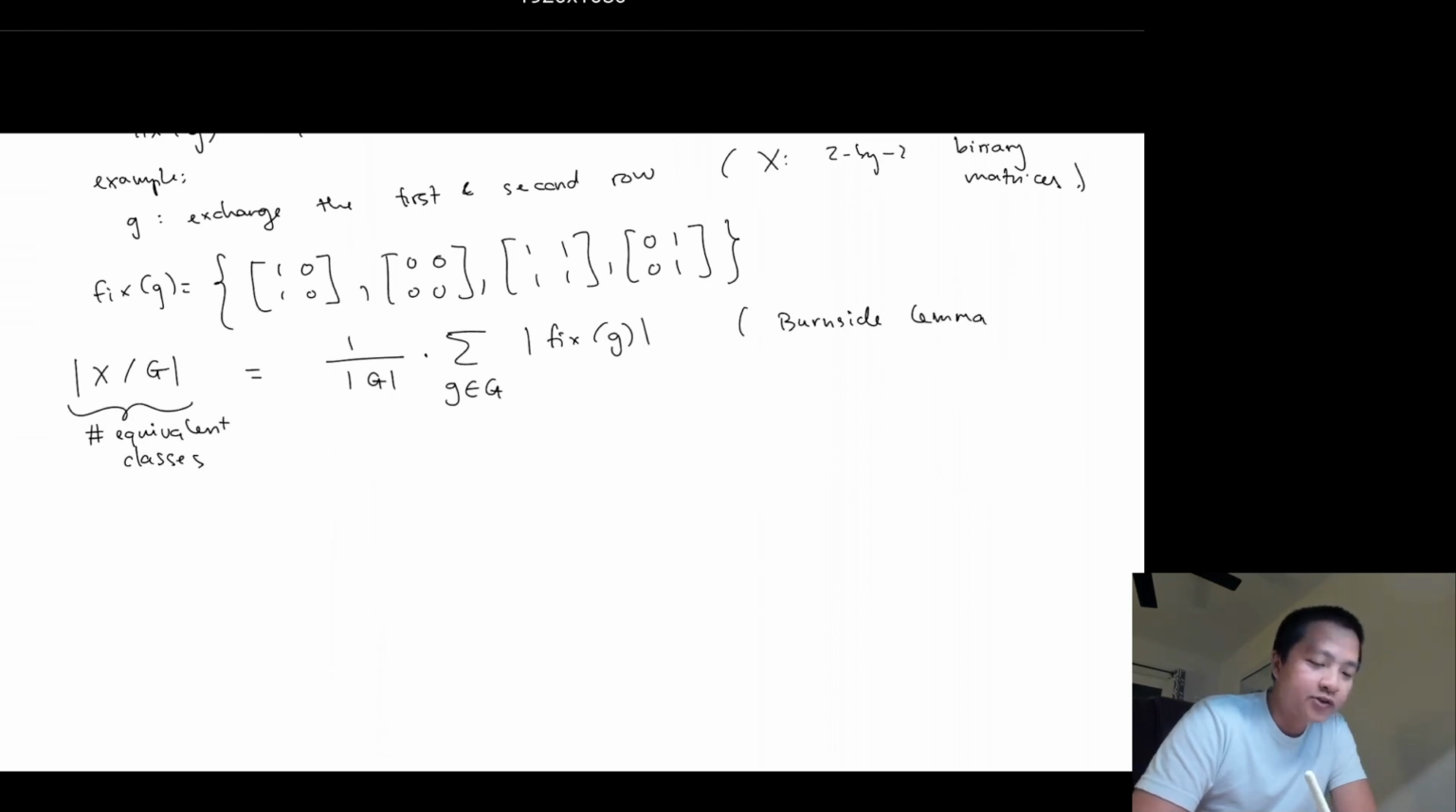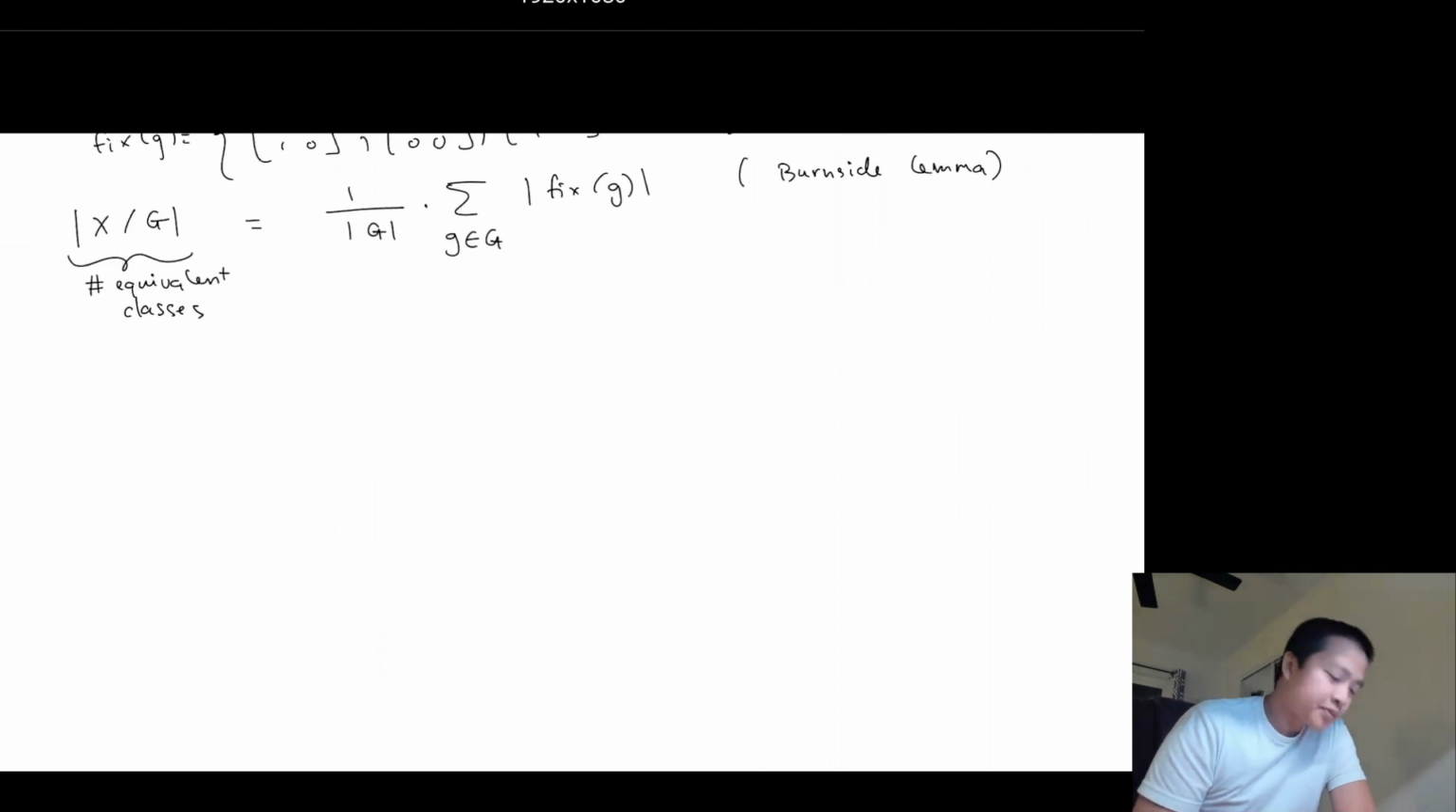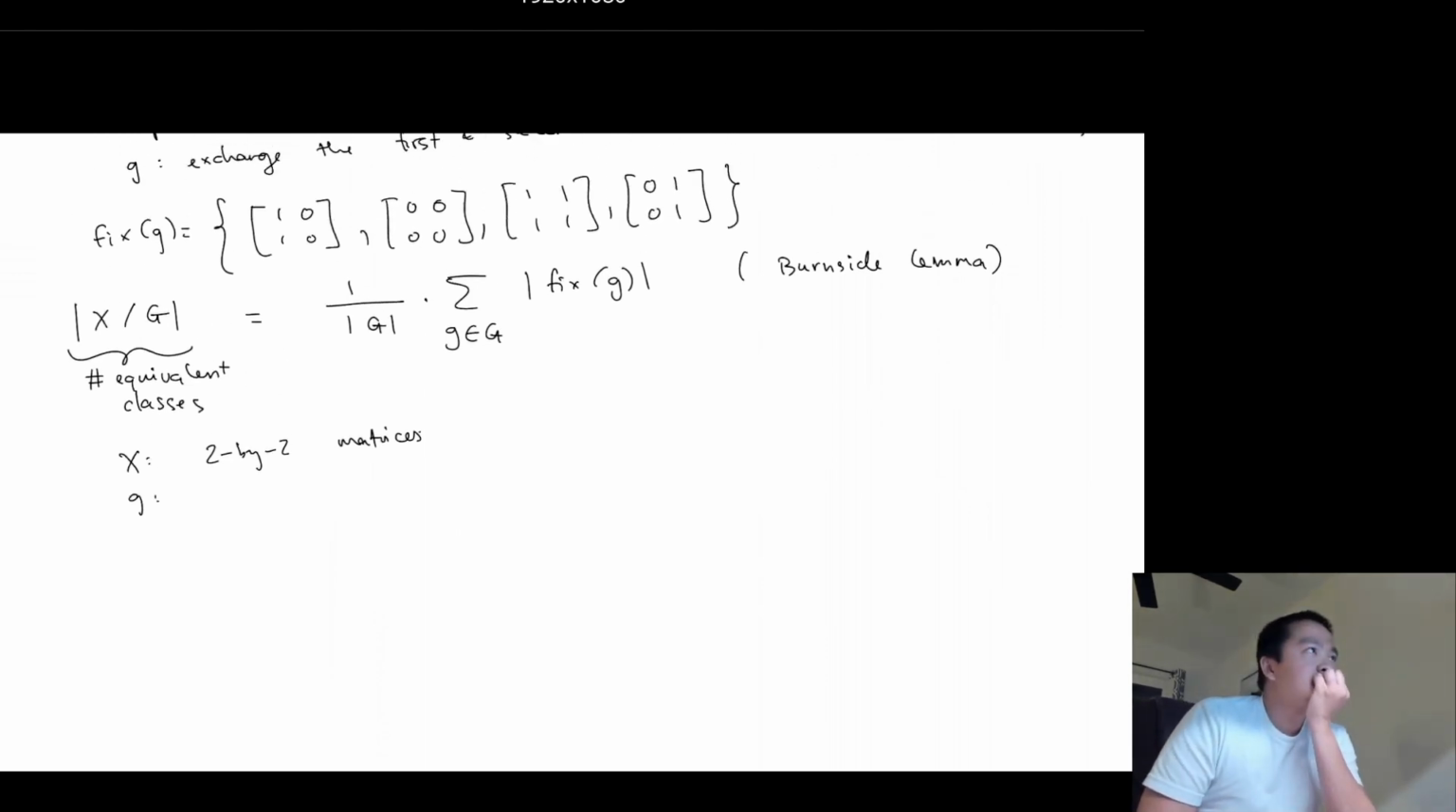Again, the proof is actually fairly easy. You can read it from the link below. We can just check it. We consider X to be 2 by 2 matrices. G can be one of the following.